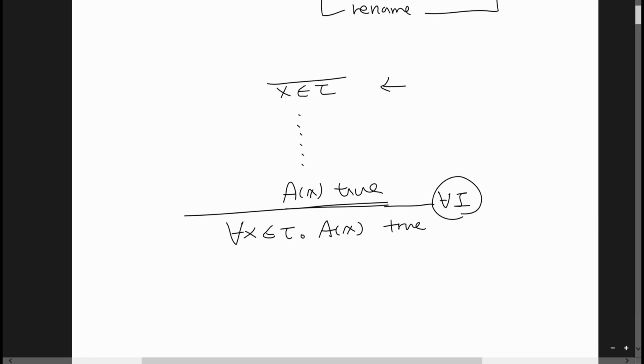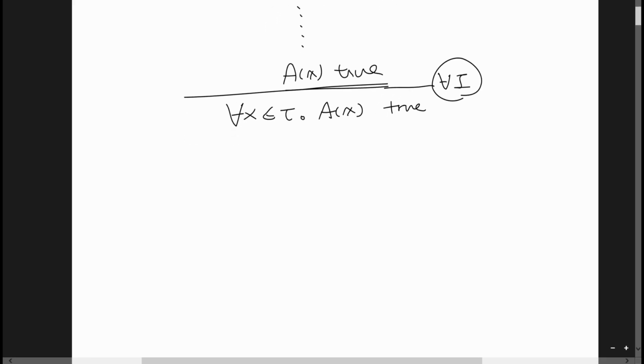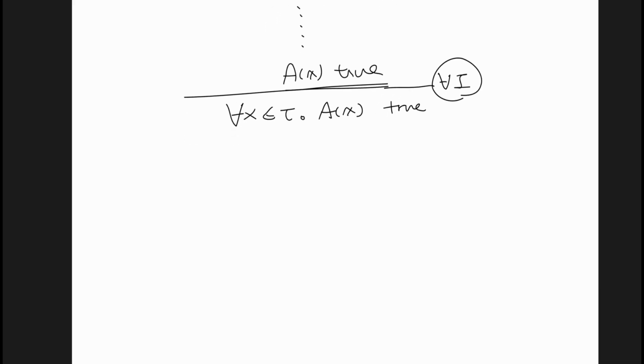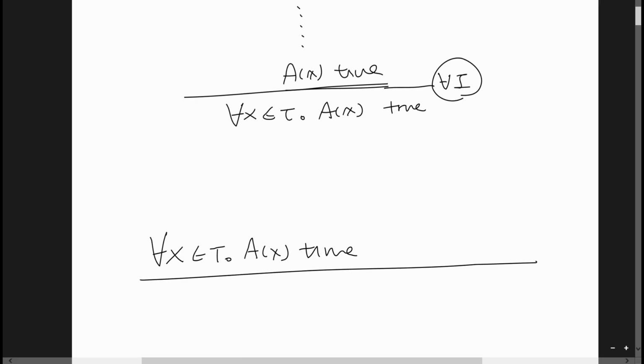That's for all introduction rule. What about for all elimination rule? For all elimination rule starts with this judgment: for all x in data type tau, A of x is true. And the question is, how can we exploit this existing judgment? This will be for all elimination rule. And this judgment requires a term of a specific data type tau.